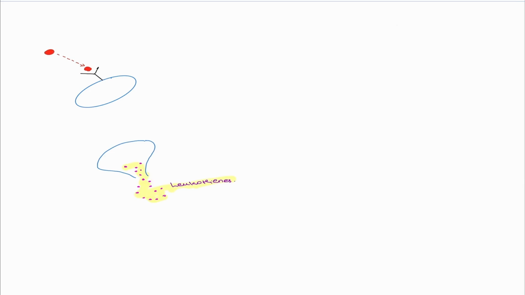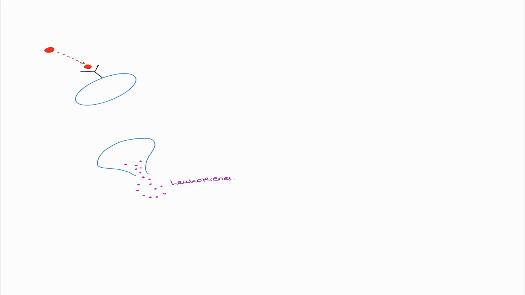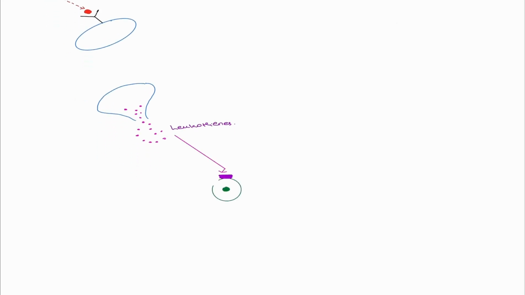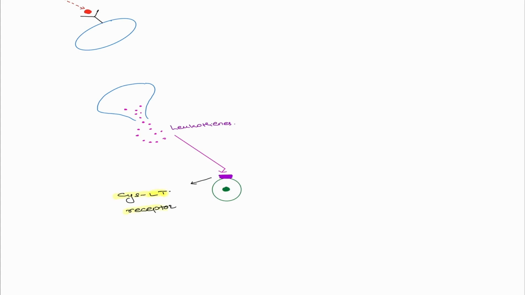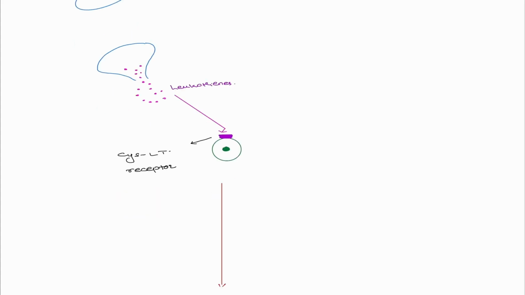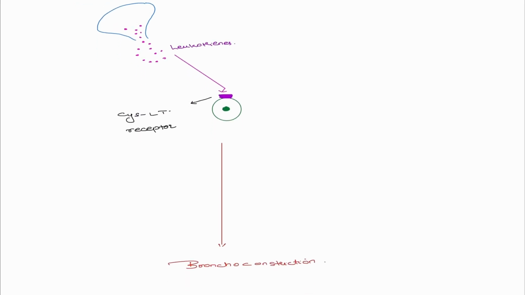You're going to see these leukotrienes are very potent bronchoconstrictors. This is the major part of the inflammation which you're going to see, which causes the bronchoconstriction. Now, how is this bronchoconstriction brought about? The leukotrienes bind with a receptor on the surface of any cell. The name of this receptor is cysteinyl leukotriene receptor, or you can call it the CysLT receptor. This binding of leukotrienes to its receptor brings about the bronchoconstriction.